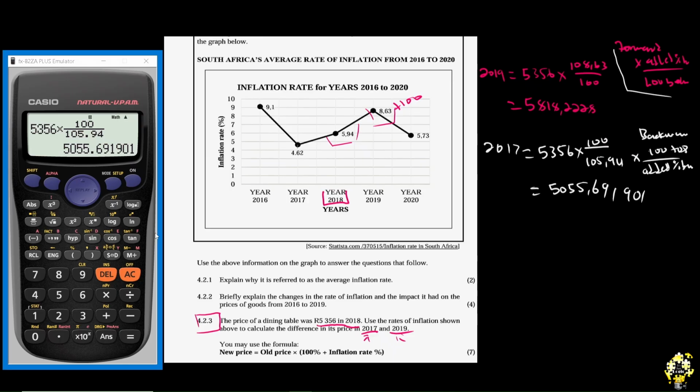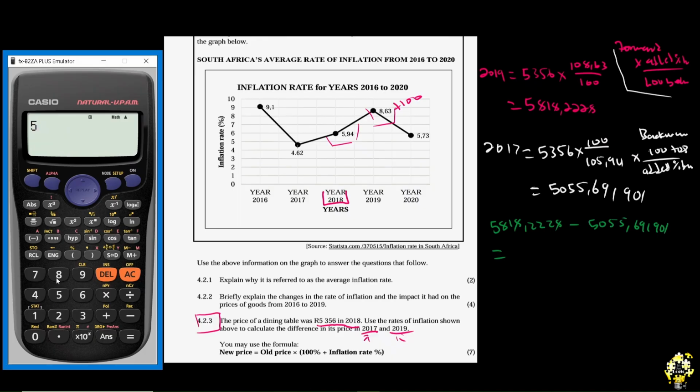We are not done because the question said to use the rates of inflation shown above to calculate the difference in its price. So when you see difference, what should come to mind? Subtract. Yes, subtract. So we are supposed to subtract 2019 and 2017. So 2019, it was 5,818.228. 2017, it was 5,055.691,901. Let's see what the difference will be.